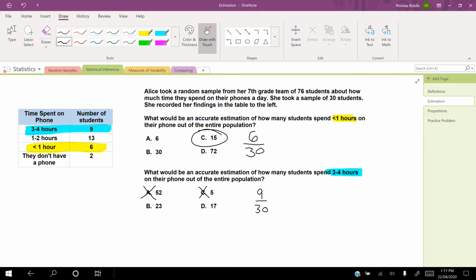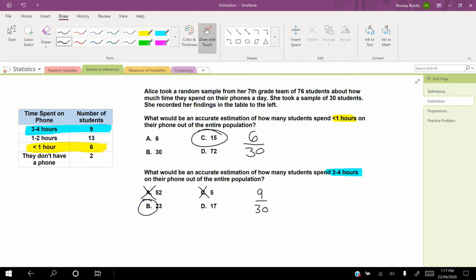So we have to ask ourselves, is 23 or is 17 double 9? A little bit more. So we know that 9 doubled, so 9 times 2, is going to give us 18. So is 23 or 17 a little more than 18? Well, 17 is less than 18, so we're going to say no to that one. And we can see that 23 is a little bit more than 18.